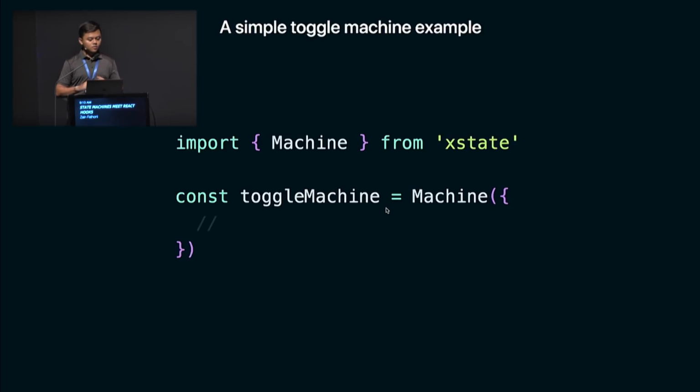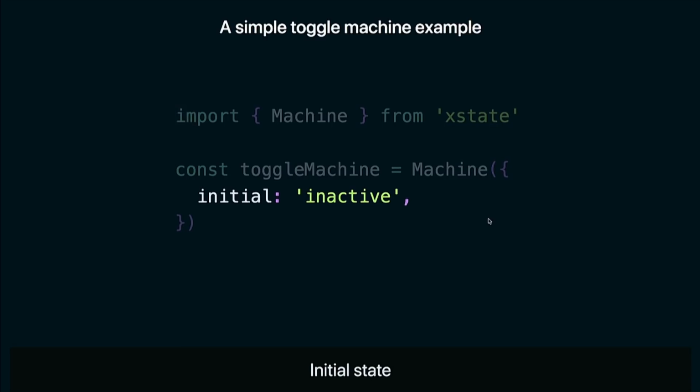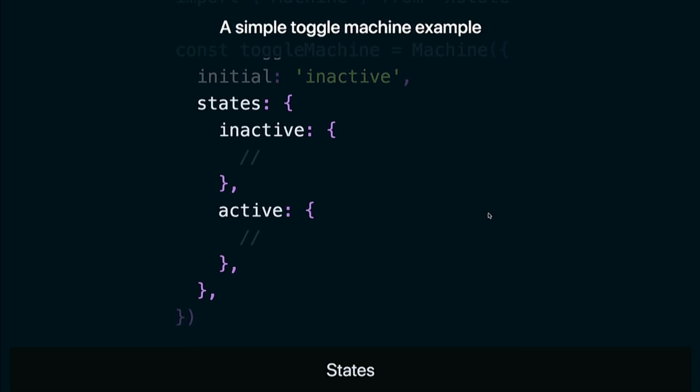So this is a simple toggle machine example. So I'm just importing a machine function from XState, and I pass down a configuration object to the machine. This configuration object should contain at least, first is the initial state, so which state that it's initially on when it started, and then all the available states. So in this case, I have inactive state, and then I have active state as well.